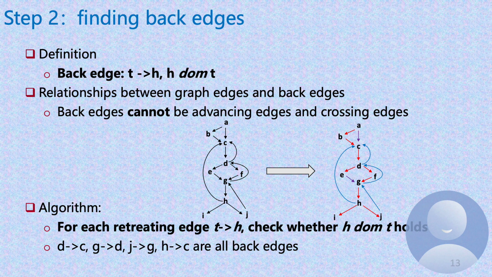For each retreating edge in the flow graph, we check whether its head dominates its tail by using the dominator relationships computed in step 1. Let's review the blue edges in the flow graph here. All the 4 blue edges, D to C, G to D, J to G, and H to C, are all back edges.